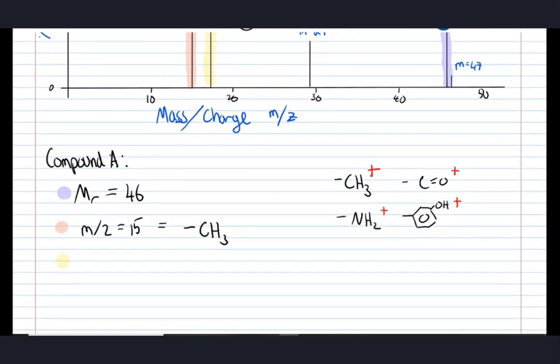So this has a mass to charge ratio of 17. Now currently I'm not sure what 17 is, so I'm going to have a little think. I'm going to look at my periodic table and I can see that oxygen is 16 and we know that hydrogen is 1. So perhaps this is a hydroxyl fragment. Don't forget these are all positive ions.